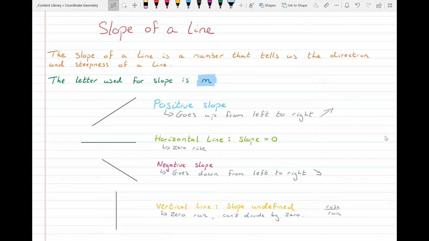And then a vertical line has an undefined slope. That's because it has a run of 0 and you can never divide by 0 in maths. So it's an undefined value. So they're the 4 different types of lines that you could be asked to match up and you need to be able to quickly identify them just from the value and the shape of the line.